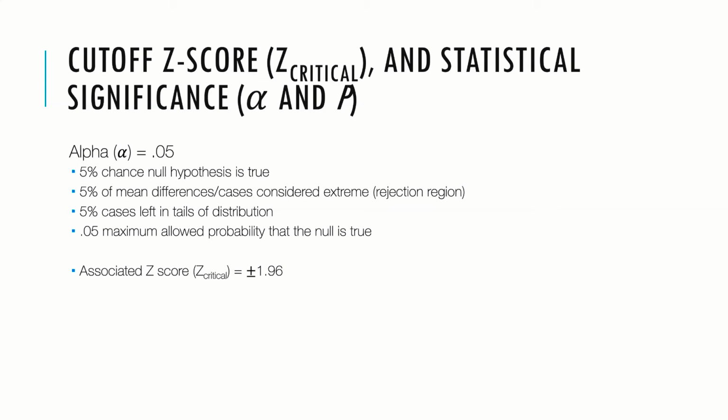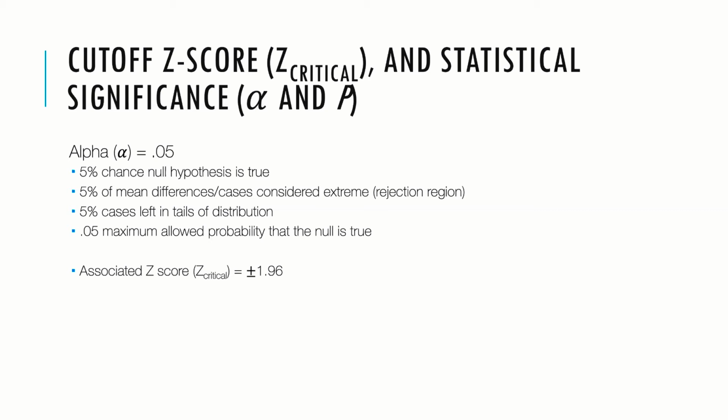Some cases are not going to be as extreme, those in the middle of the distribution. Those beyond this score are going to be considered extreme. Alpha also represents 5% of the cases left in the tails. Again, 0.05 maximum likelihood that the null is true. I keep using this example, and that's because it's important.